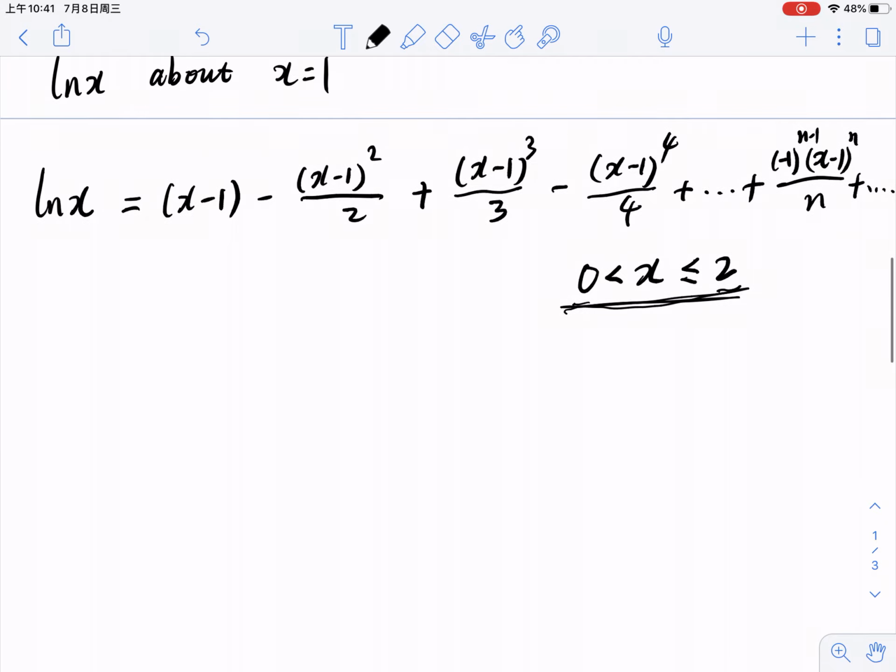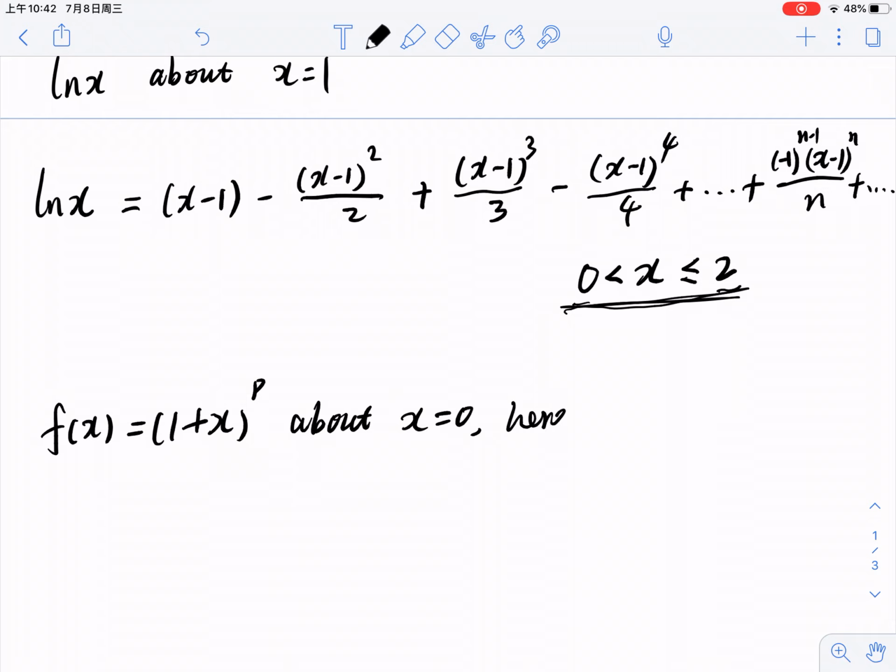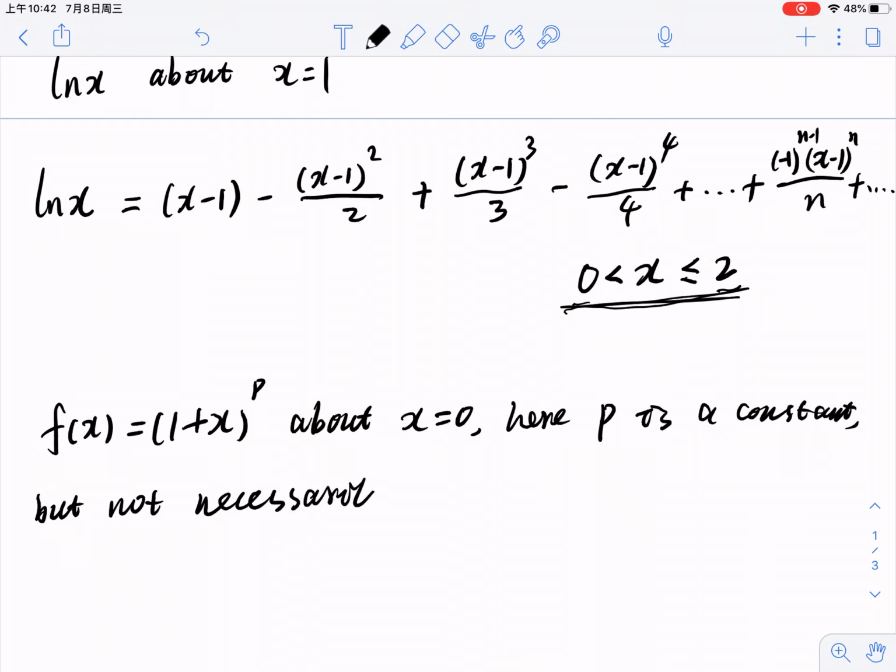Next, we look at the Taylor series for the function f(x) = (1 + x)^p about x = 0. Here p is a constant, but not necessarily a positive integer.